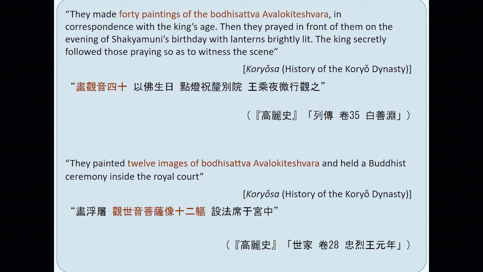Likewise, a second passage: they painted 12 images of the Bodhisattva Avalokiteshvara and held a Buddhist ceremony inside the royal court. So clearly multiplicity was important, and they must have been using very similar compositions, maybe even reproducible models, to make sure that there was a kind of consistency to the works that were produced. Such passages make it very clear that Buddhist paintings of the same iconography were often produced in large quantities at the same time.